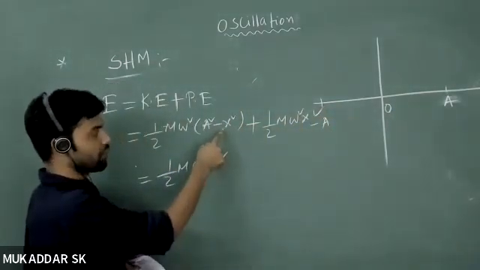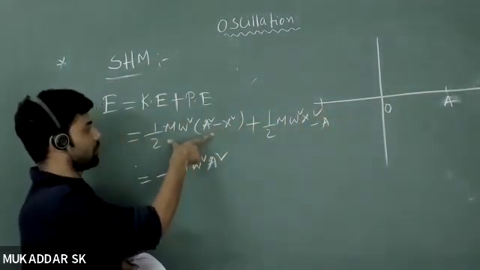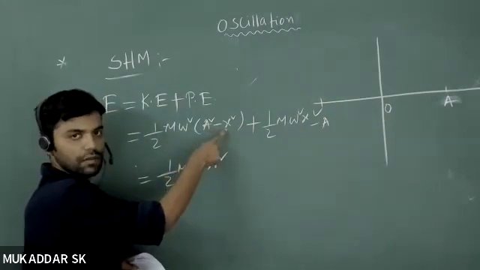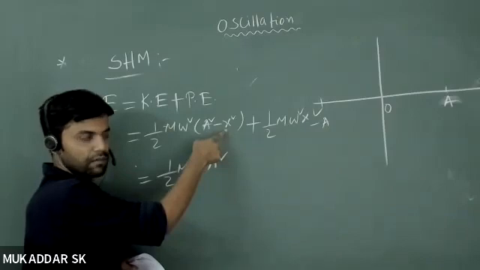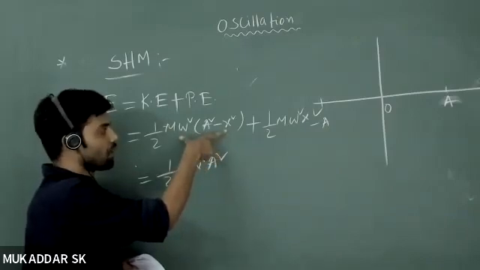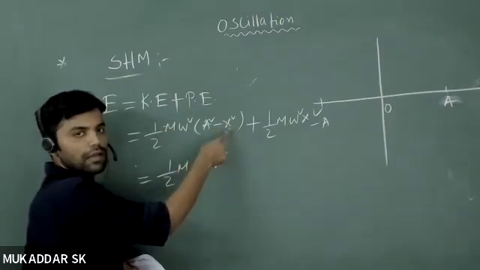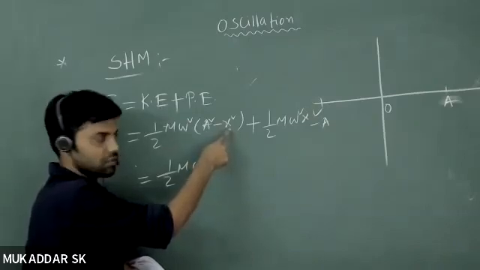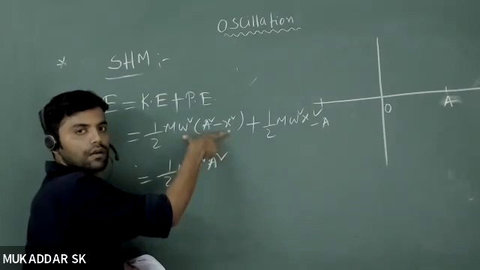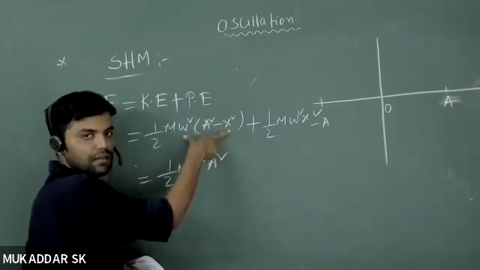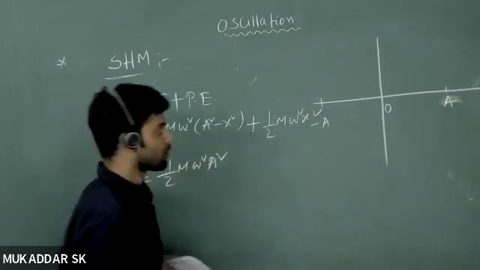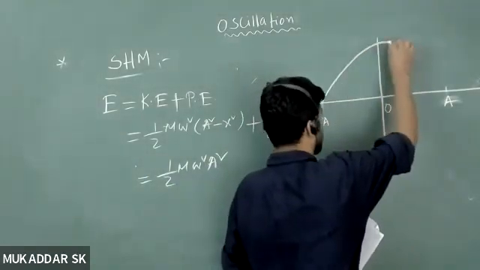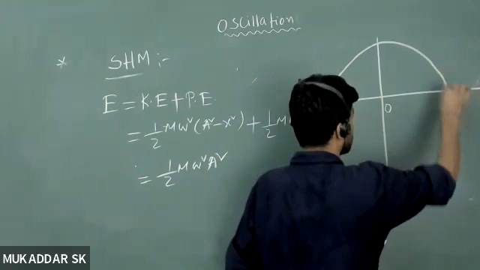If you put x equals 0, your kinetic energy will be maximum because this is the kinetic energy term. x equals 0 means equilibrium position. At this place you will have maximum kinetic energy. But when you put x equals a, x equals a means that the oscillator is at extreme position. That time you will have kinetic energy equals 0, and that is basically minimum kinetic energy. So the kinetic energy plot will be looking like this.